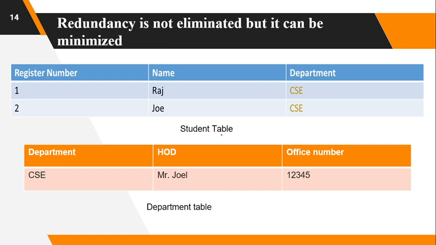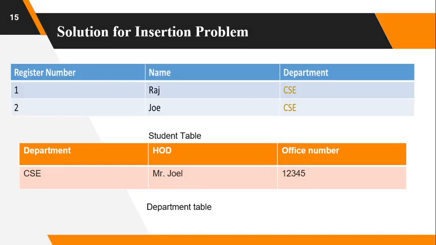See, even if we have split the student table into a student table and a department table, some redundant data remains. This cannot be avoided, but we can minimize it by using the normalization technique. Now let's see the solution for the insertion problem.